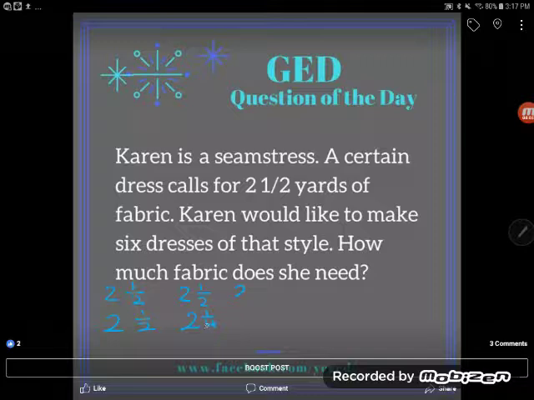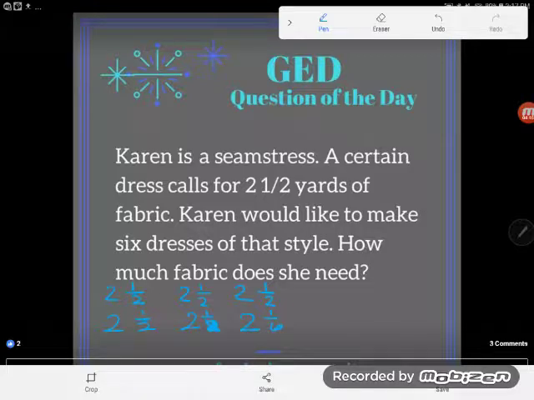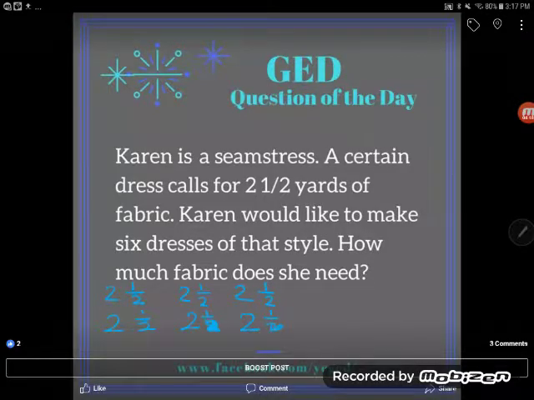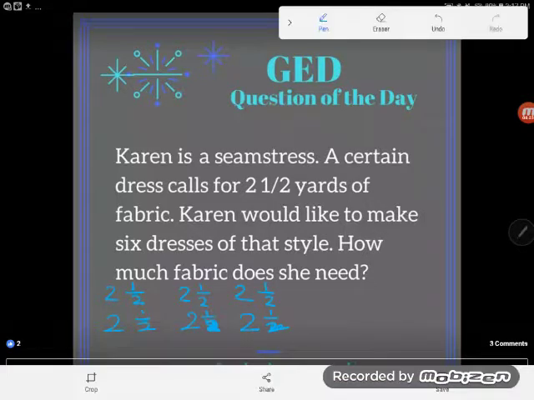So is the fifth one. And so is the sixth one. Do you agree with me that I've just written out 2.5 6 times? That's 2.5 yards for 6 dresses.